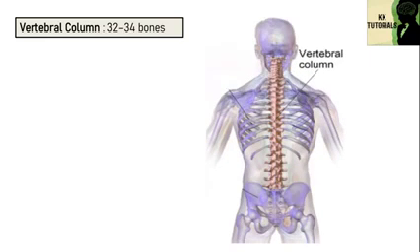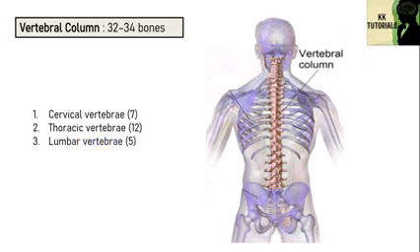From this image, you can see the location of the vertebral column in the body. There are 5 types of bones in the vertebral column. These 5 types are cervical vertebrae, thoracic vertebrae, lumbar vertebrae, sacral, and coccyx. There are 7 cervical vertebrae, 12 thoracic vertebrae, 5 lumbar, 5 sacral, and 4 coccygeal. The lower 9 are fused in adults, 5 in the sacrum and 4 in the coccyx.